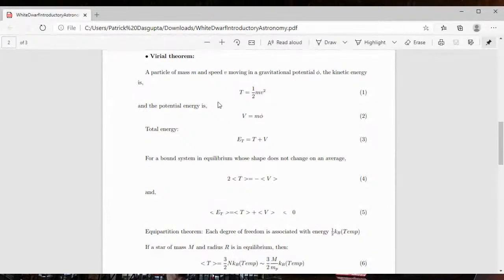So here I am concentrating on gravitational potential energy. If you take a gravitational potential phi, if the particle is moving in a gravitational potential phi, then the gravitational potential energy of the particle will be m times the gravitational potential. So remember, this is potential and this is potential energy.